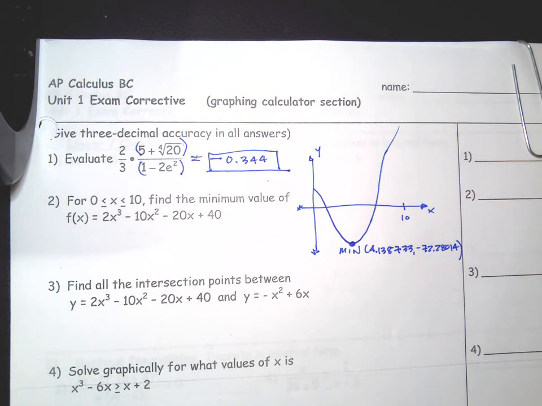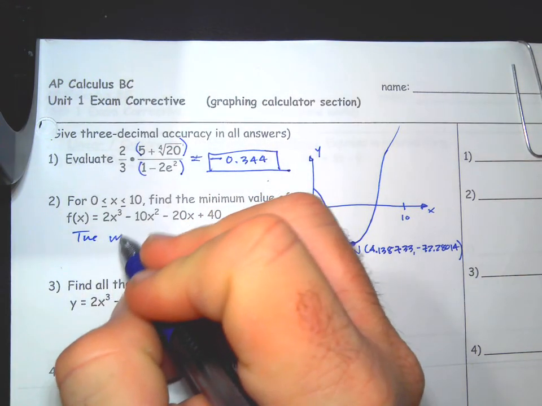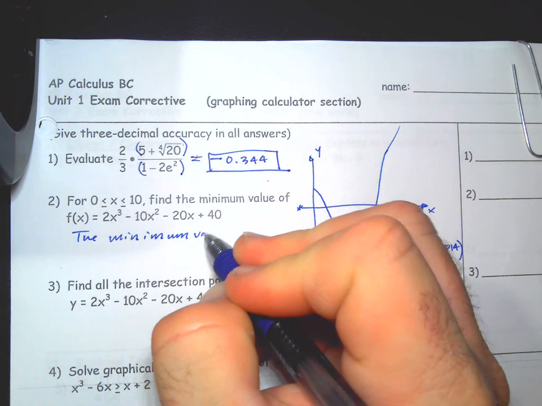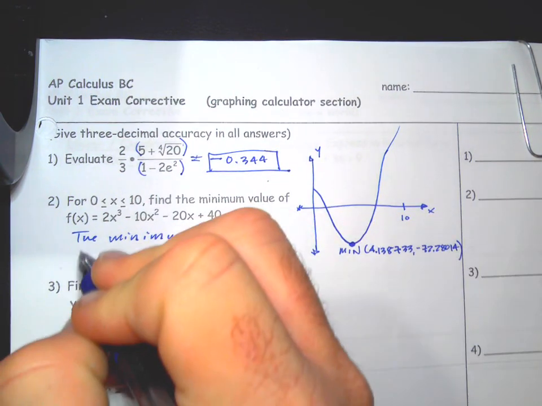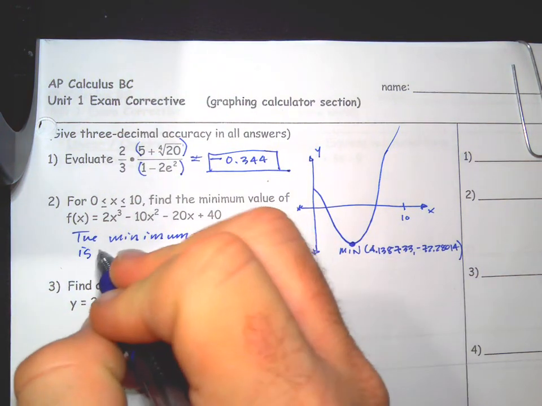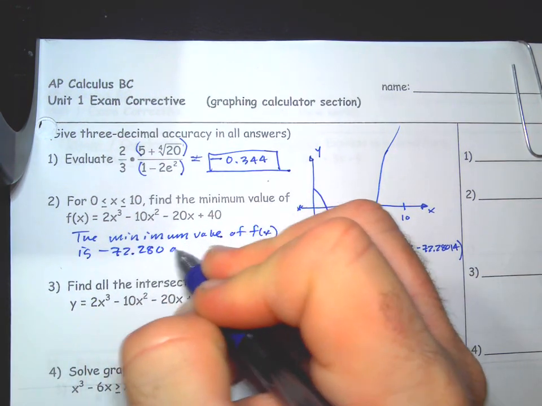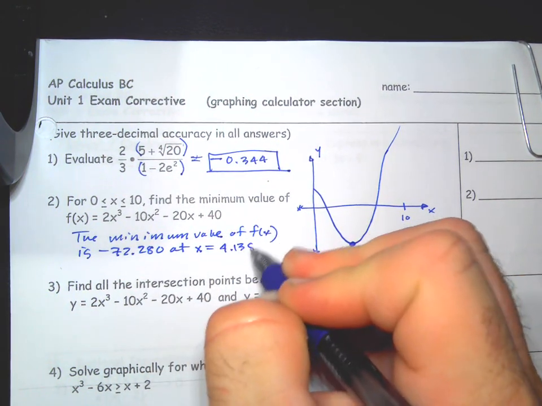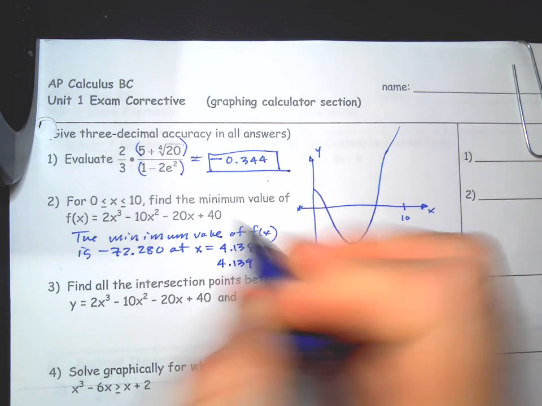Your answer is going to be: the minimum value of f of x is negative 72.280 at x equals 4.138, or you can say 4.139 if you want.